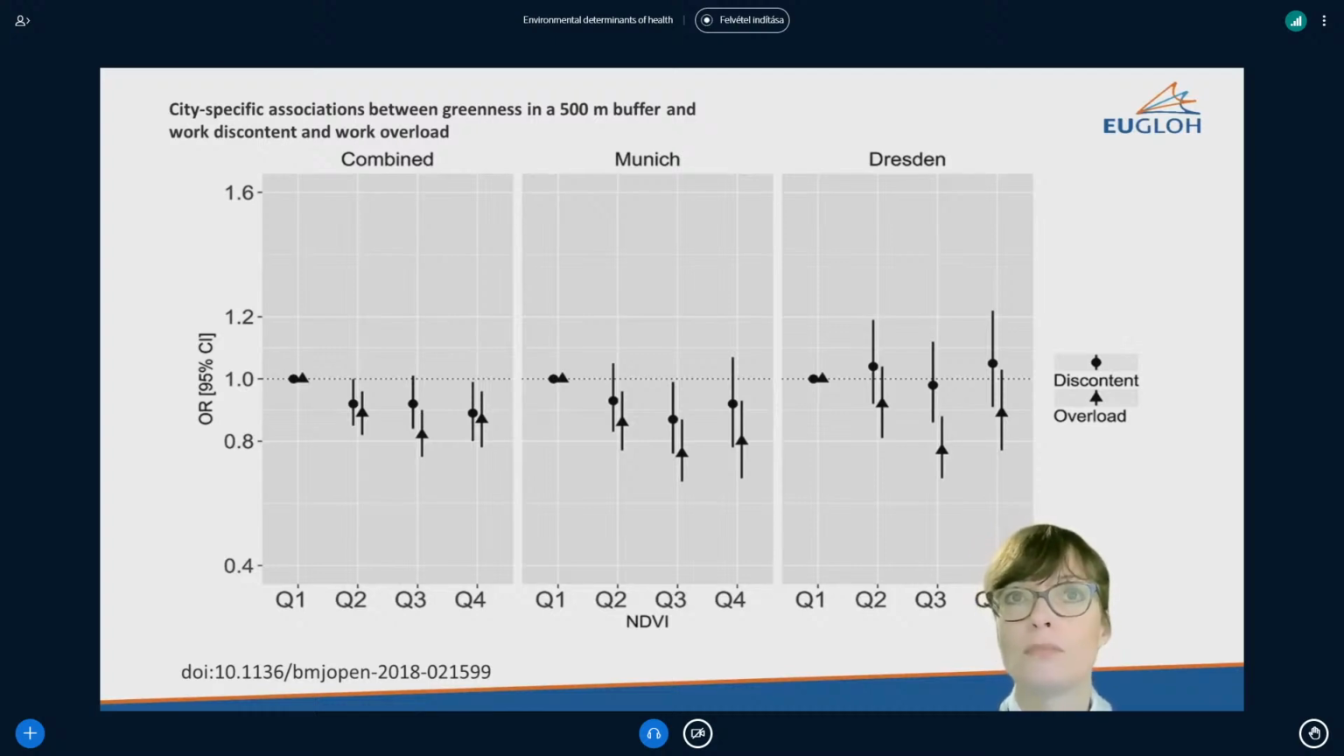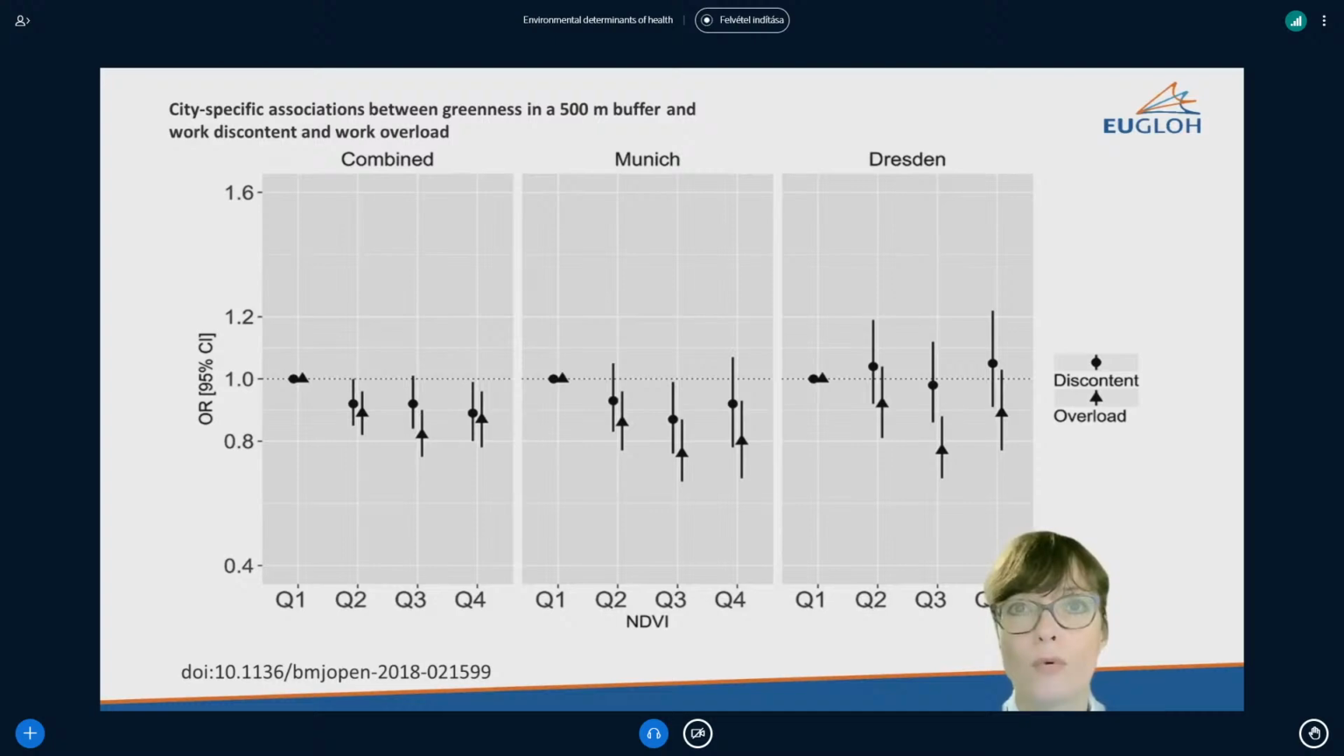So in this graph, exposure to a marker of greenness called NDVI, or Normalized Difference Vegetation Index, is categorized in quartiles. Q1 indicates less greenness, Q4 most greenness. To the left, data from Munich and Dresden are combined. In the middle, we see the data only for participants from Munich, and to the right, only for Dresden.